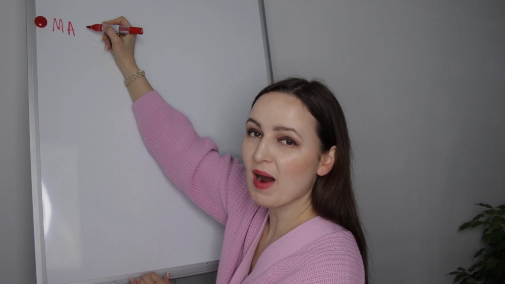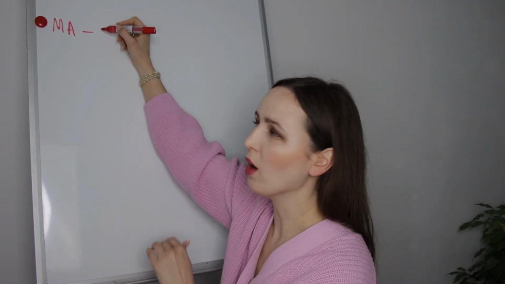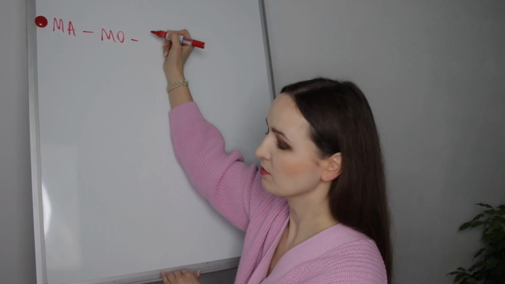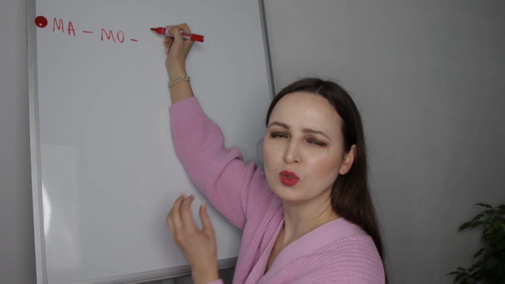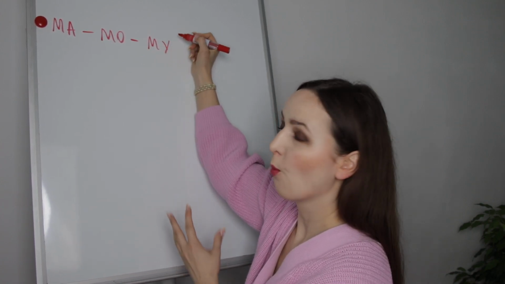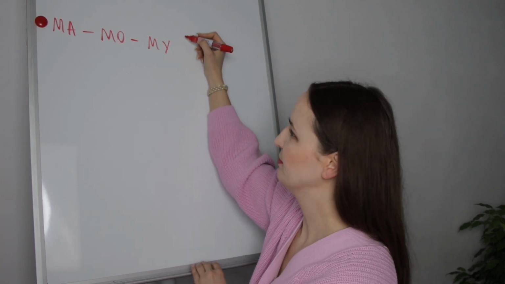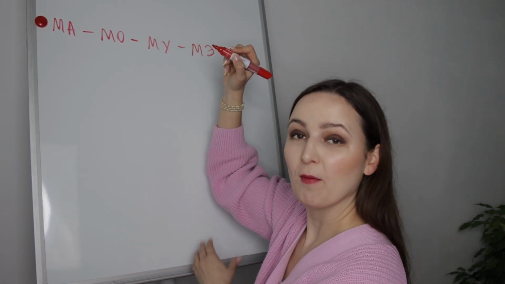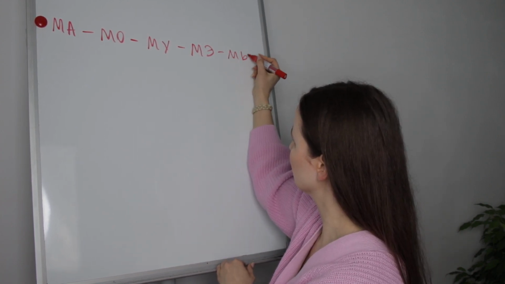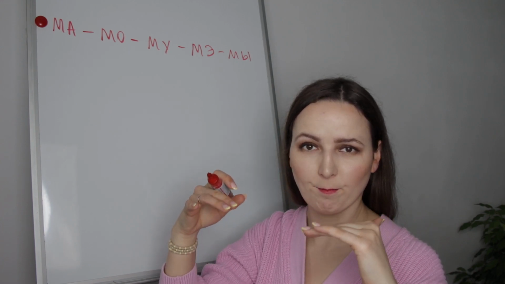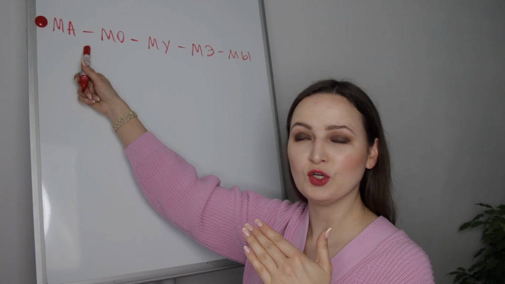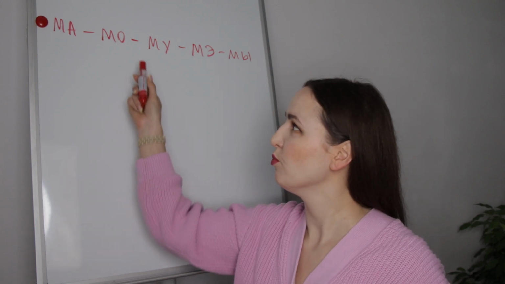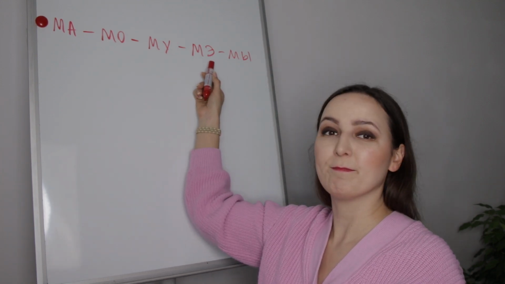The same with o: mo. The same with u: mu. Ma, and m. This one can be a little bit challenging. So we have ma, mo. One second, I will check if the microphone is on. Yes, it's on. So ma, mo, mu, ma, m.